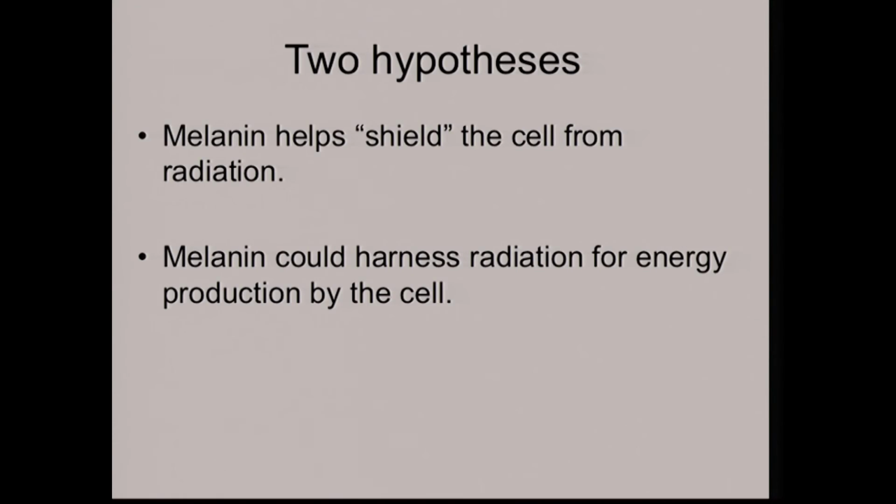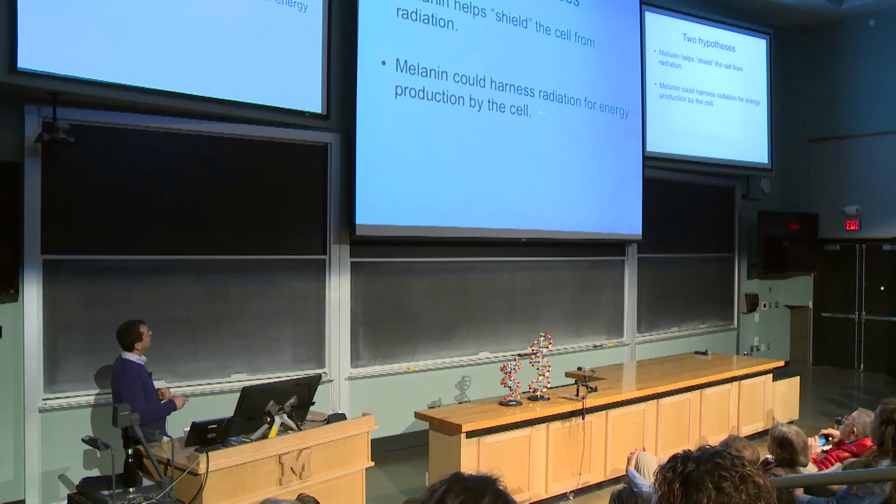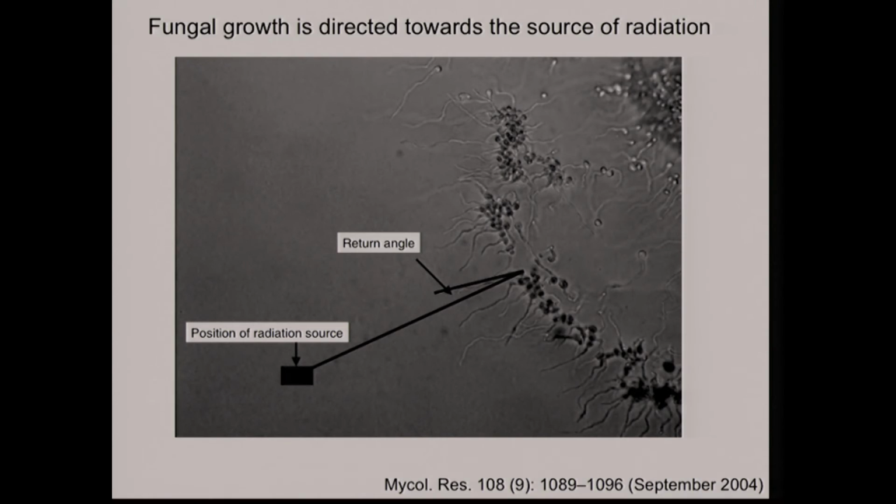Okay, so the hypotheses that people came up with initially are that melanin, which is a pigment, may provide some type of shield for the cell, and that might be able to shield the radiation or something along those lines. For some fungi, that's probably the answer. The other possibility is that perhaps melanin could harness the radiation as a source for energy. It turns out that this became tested very rigorously, and I'm going to show you a couple of those experiments that people did.